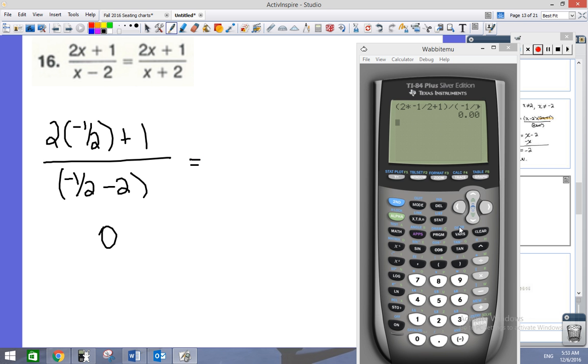On the right hand side, I'm getting probably another 0. So their solution is correct and mine is wrong.